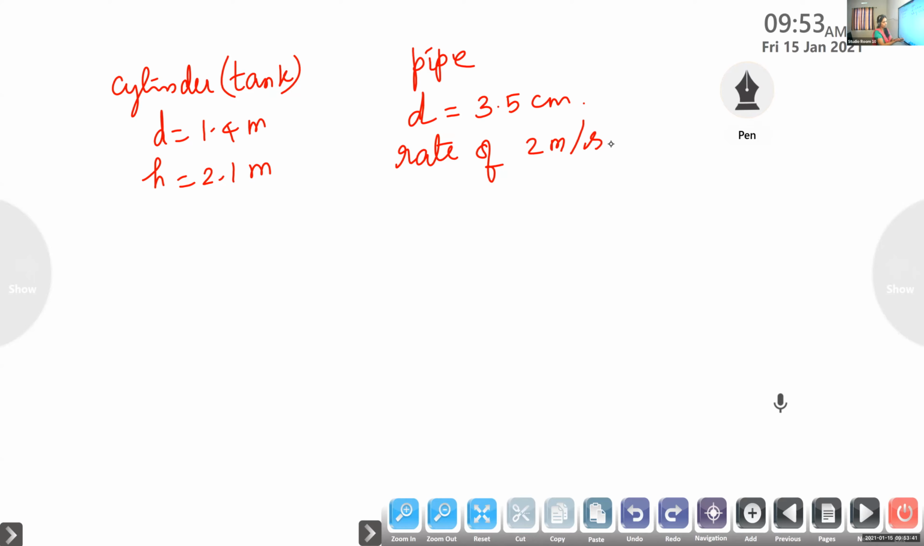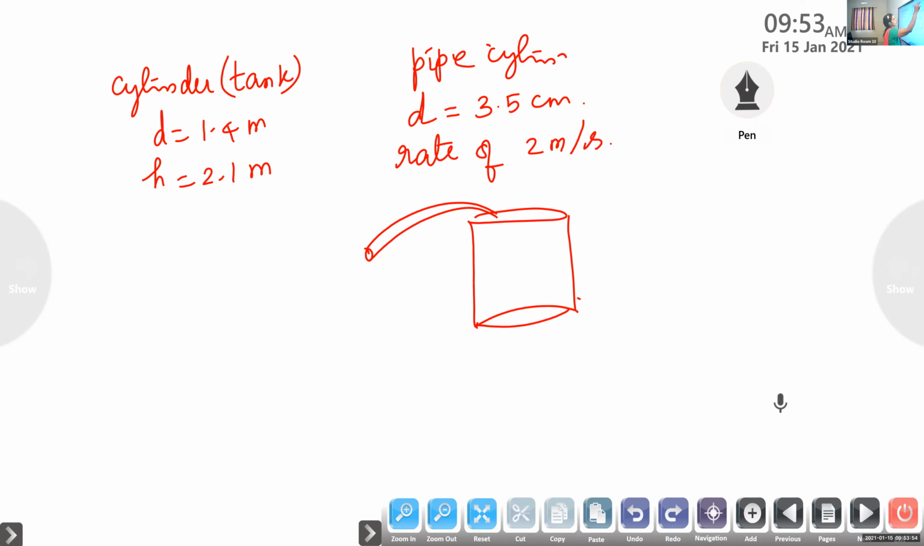So look at here. One big cylindrical tank is there. This tank is to be filled with a cylindrical pipe. So pipe means it is again a cylinder. For the pipe, the diameter is given as 3.5. So what will be the radius? It is 3.5 by 2 centimeter.